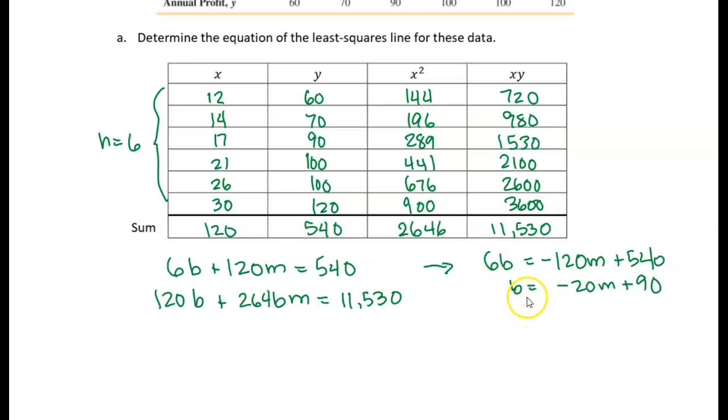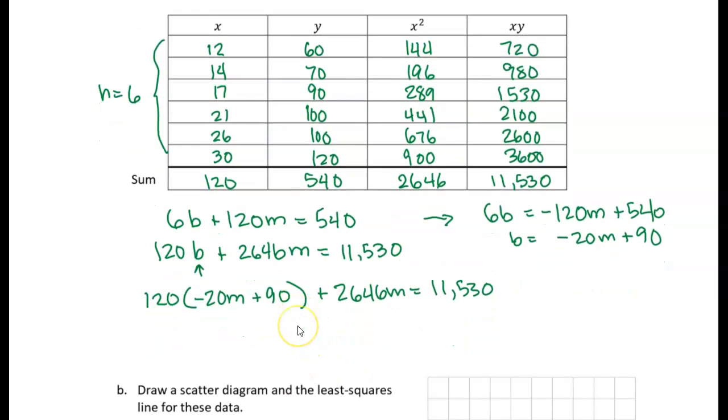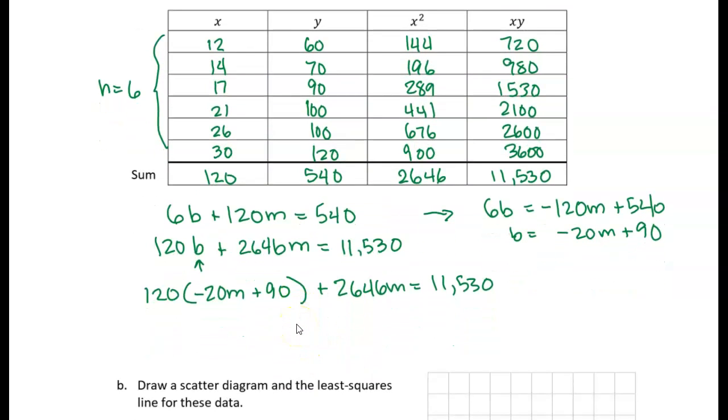And then I can use that b value and substitute in the second equation for b. So I'll get 120 times negative 20m plus 90, plus 2,646m is equal to 11,530. All right, so now I have an equation that's just in the variable m, and we can solve for m.